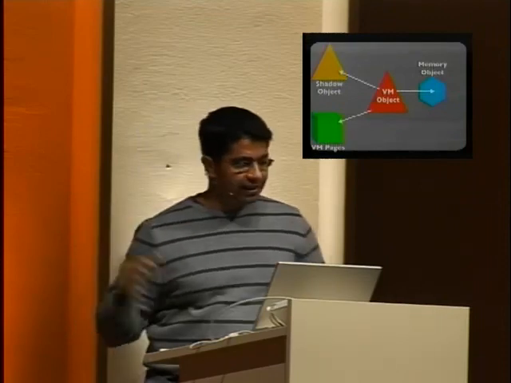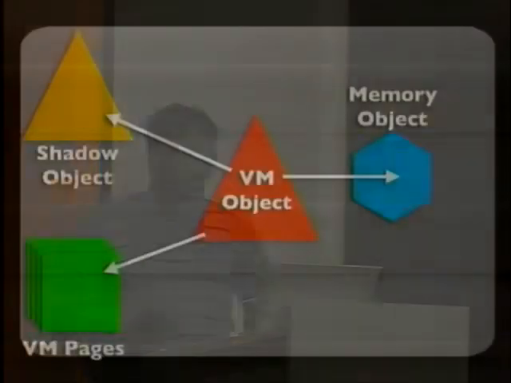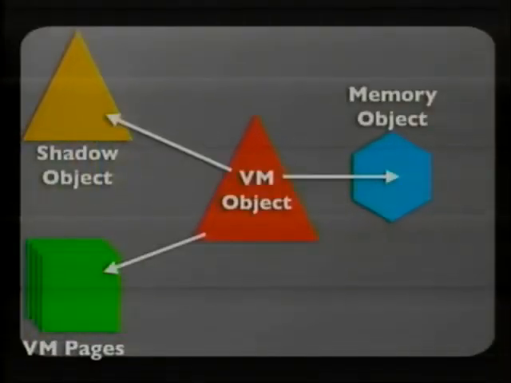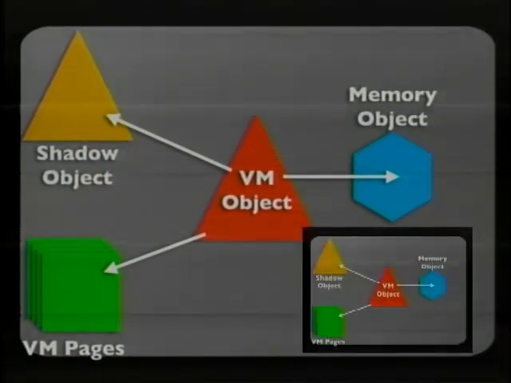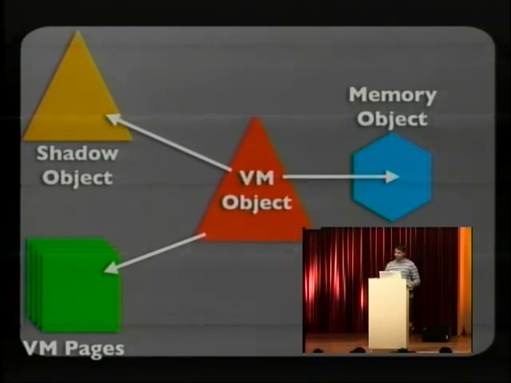Looking at a VM object further, it can be distilled to these 3 things. VM pages is just a queue of pages that are currently resident. So this lives in physical memory. Your VM object knows what is in memory and what's not in memory.